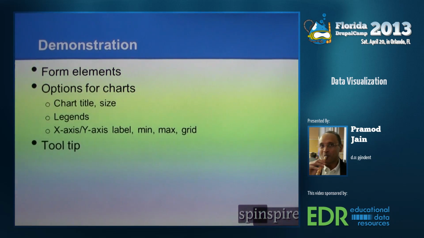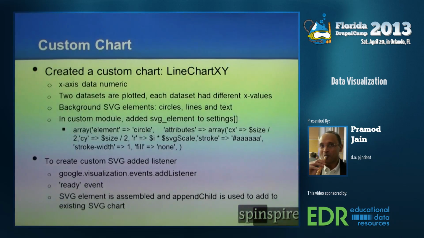We've seen the options. We've seen the tooltip. Custom chart. The data that Google uses, they assume the x-axis is a string, so it's basically categories, and then the y-axis are numbers, right? So they plot it out. So in our case, what we needed was the x-axis to be a number as well. When we draw these polar charts, we have both x and y as numbers. And again, they provide a way of doing that.